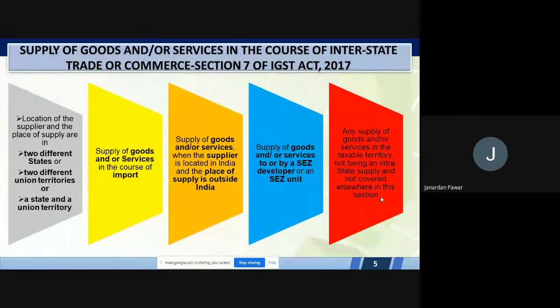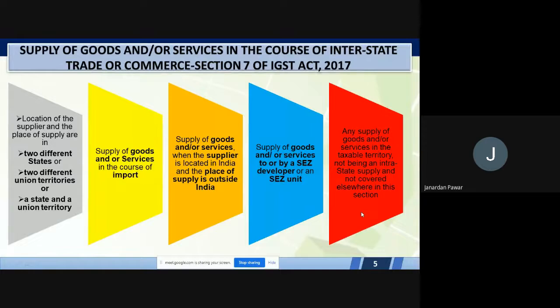Another one that we are going to see, and the last one on this particular slide: any supply of goods and or services in the taxable territory not being an intrastate supply and not covered elsewhere in this section. So whatever we supply which is not a part of intrastate and which is not covered as intrastate, it can be treated as interstate supply. Simply, they have said like this.